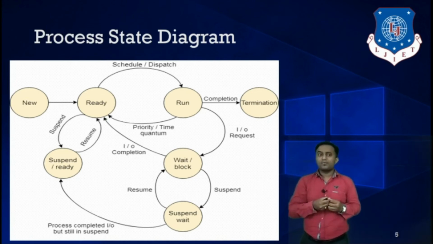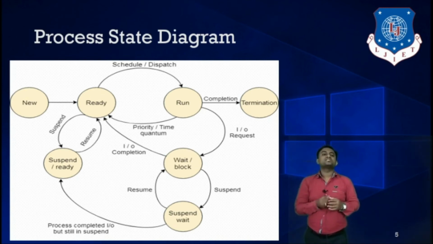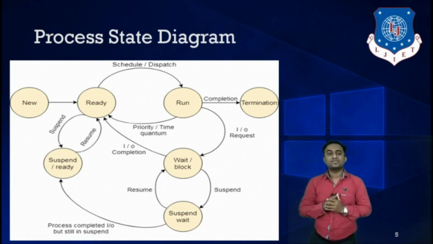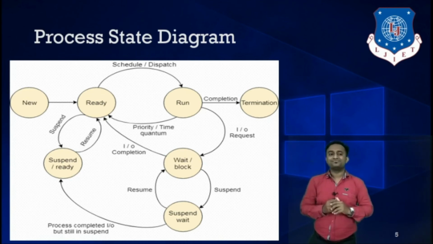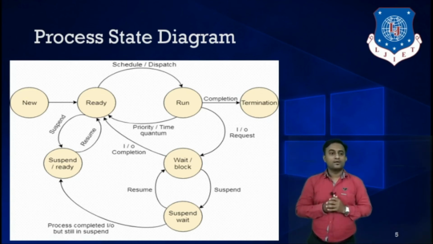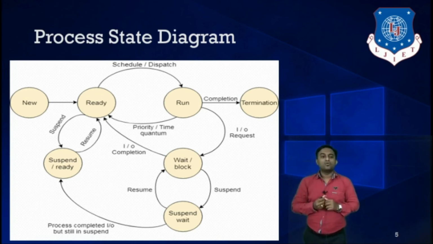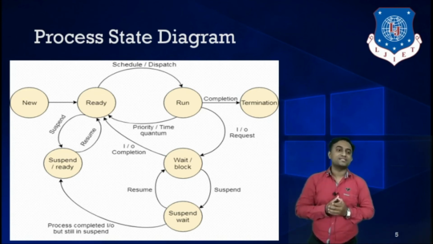What will the operating system do? Some low priority process will be shifted from the ready state to the suspend ready, so that the highest priority process can enter into a ready state and it will be scheduled for execution in the CPU. That's why the suspend ready state is required. So temporarily it will suspend its task, and again once the storage is available, it will resume its execution.